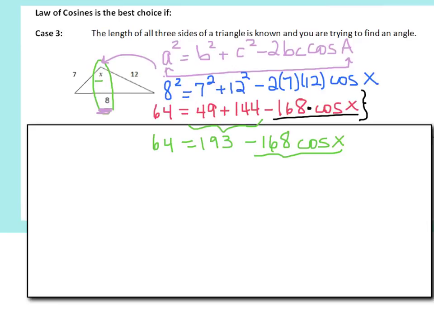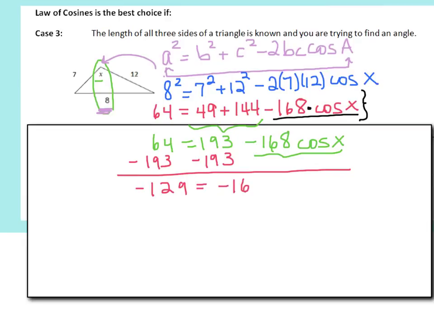Next step is to move the 193 over by subtraction. So I take 64 minus 193 in my calculator, and I get negative 129 is equal to negative 168 cosine of x. Now I can divide. These two are being multiplied together, so now I can take them apart. I'm dividing both sides by negative 168.